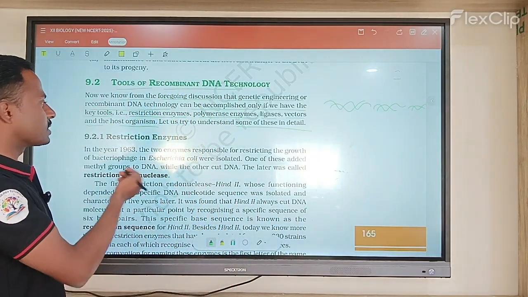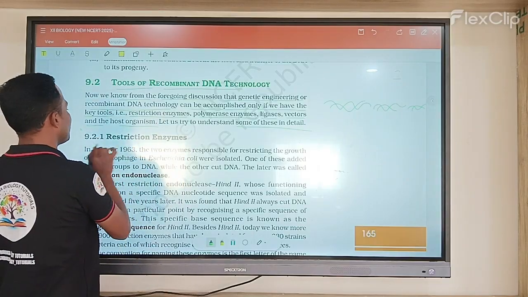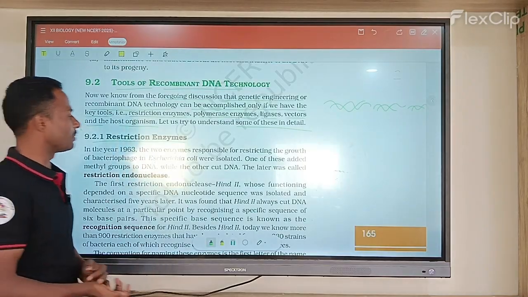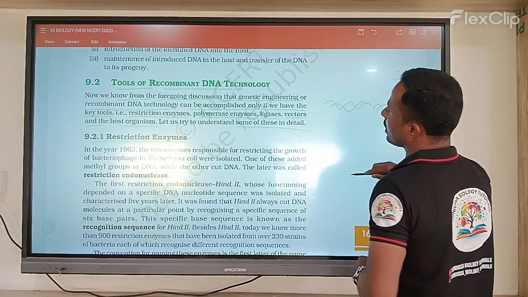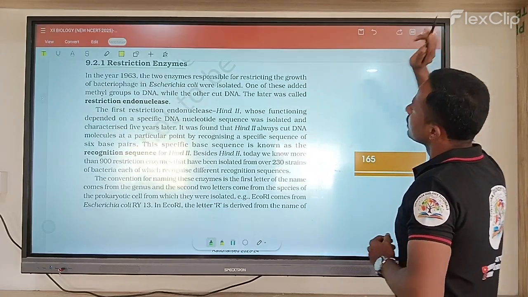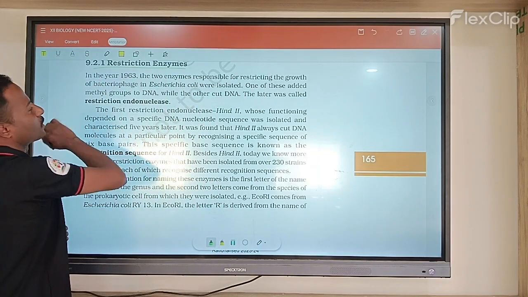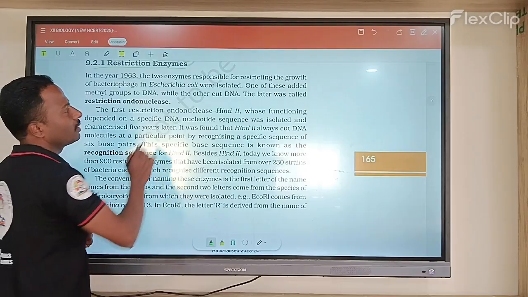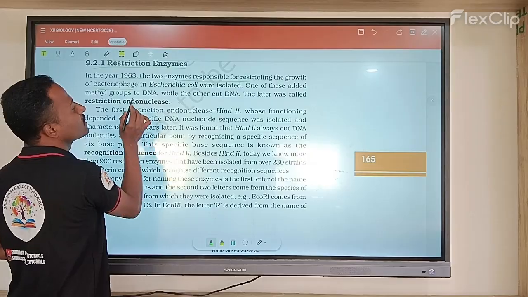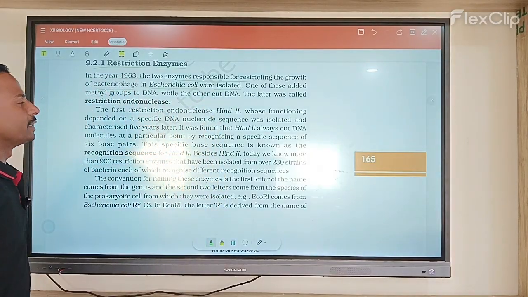Let's discuss them one by one in detail. The first one is restriction enzymes. In 1963, two enzymes responsible for the restriction of the growth of bacteriophage in Escherichia coli were isolated.